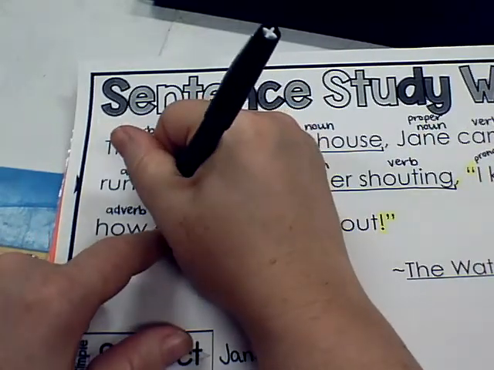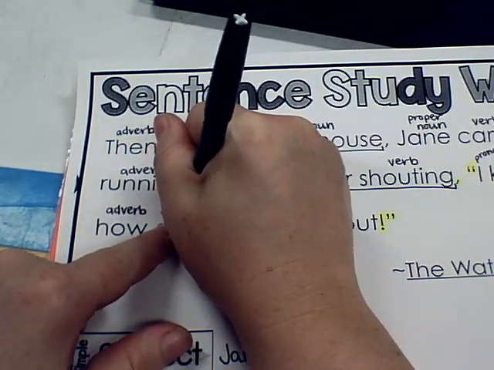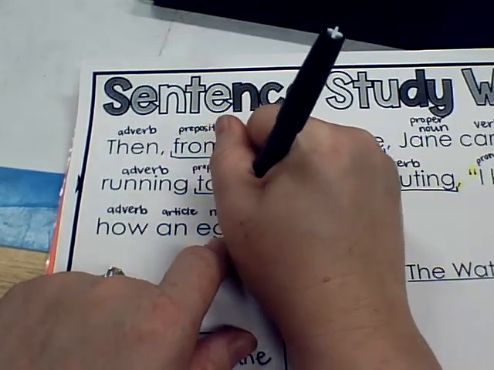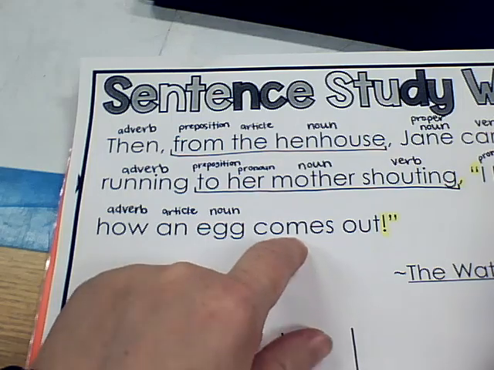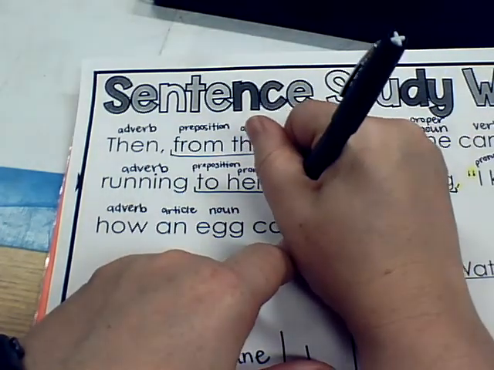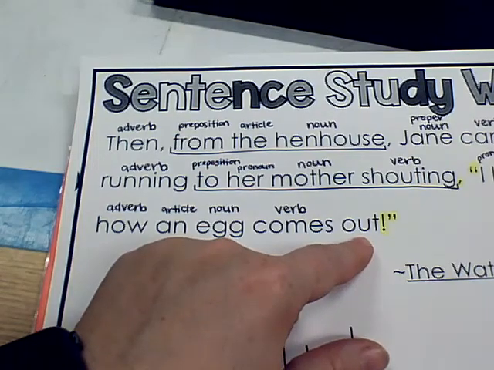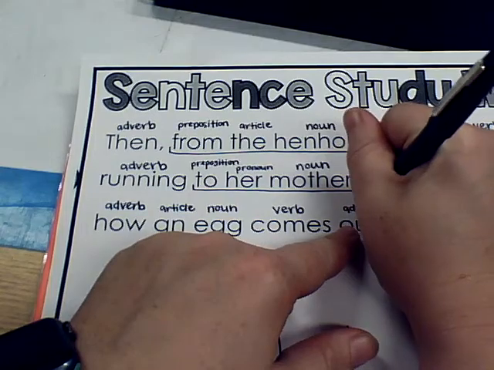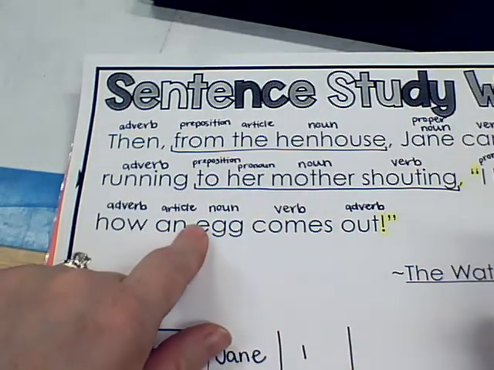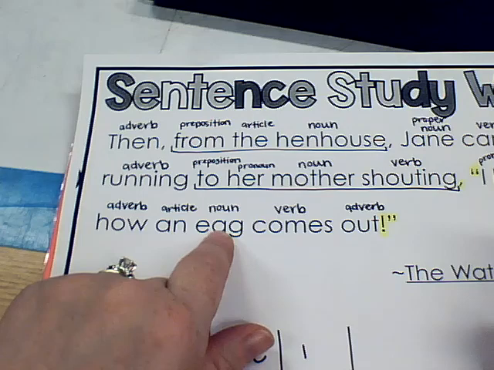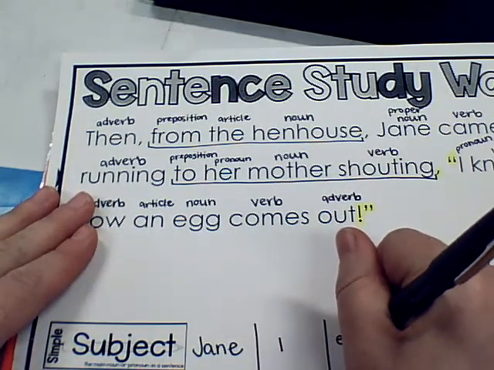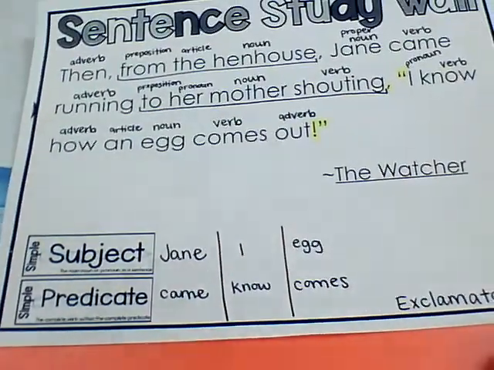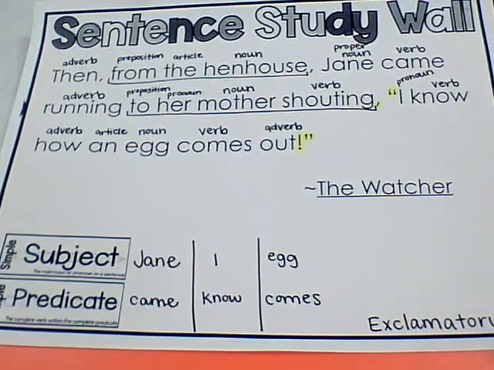An is another article. Egg is a thing, so it's a noun. Comes is a verb. And then out describes how the egg comes. So it's an adverb. And so egg comes. There we go. Oops, sorry, I just realized you couldn't see the bottom. So we've got everything that we need in this sentence.